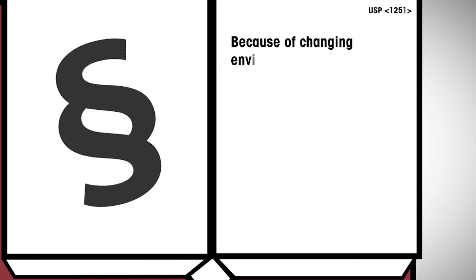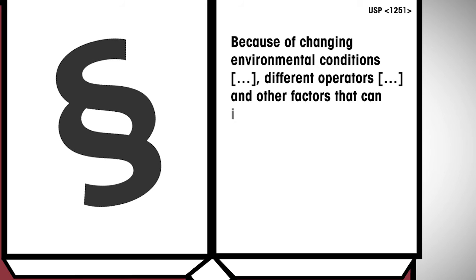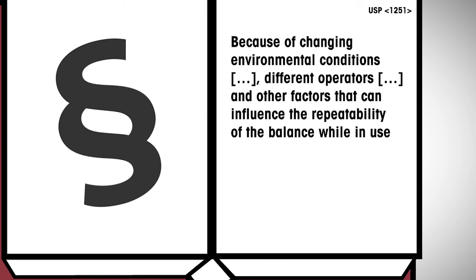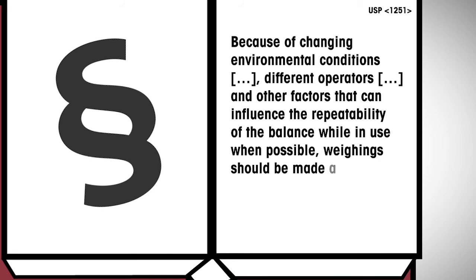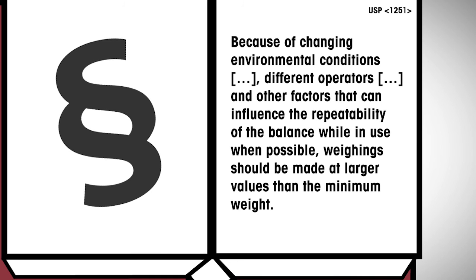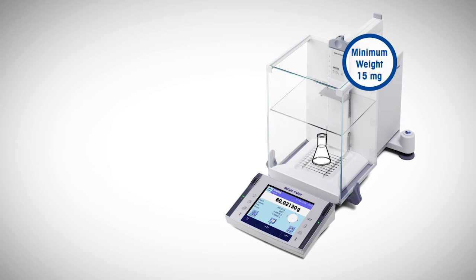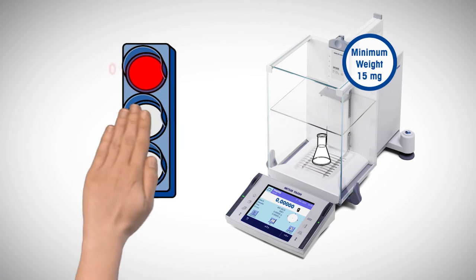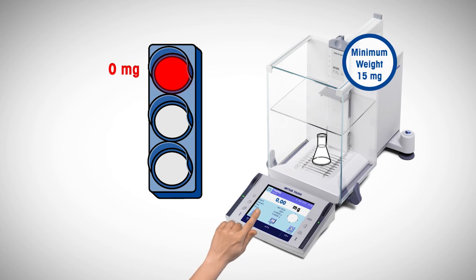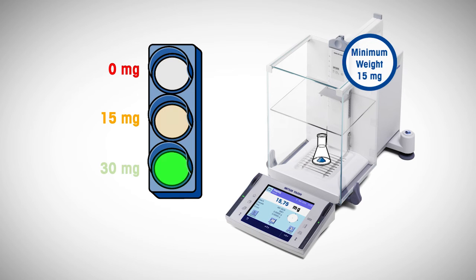Because of changing environmental conditions, different operators, and other factors that can influence the repeatability of the balance while in use, when possible, weighings should be made at larger values than the minimum weight. It is therefore recommended to use a safety factor, which ensures that the smallest net weight is sufficiently larger than the minimum weight determined at a particular time by a particular person.